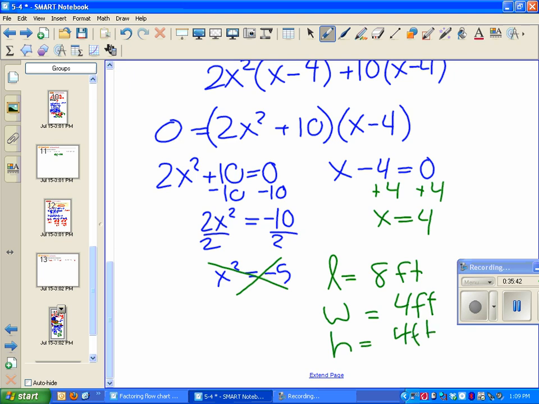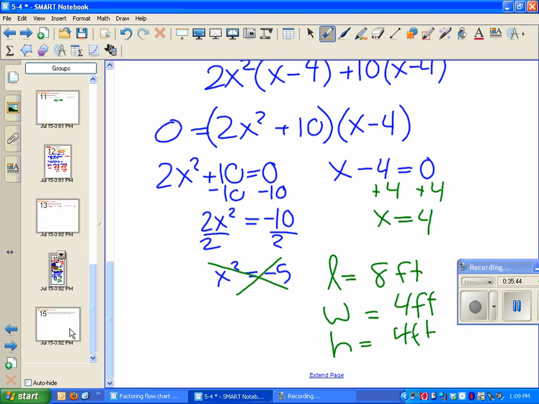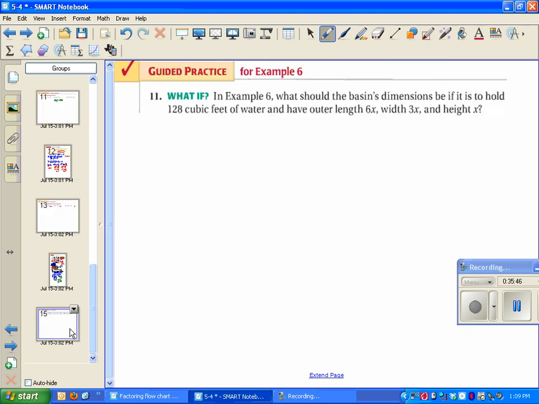Okay. One thing on the guided practice that I noticed for this one, 128 is not correct. It's actually 40, right? So please don't use 128, use 40 cubic feet, and you should find your answer.